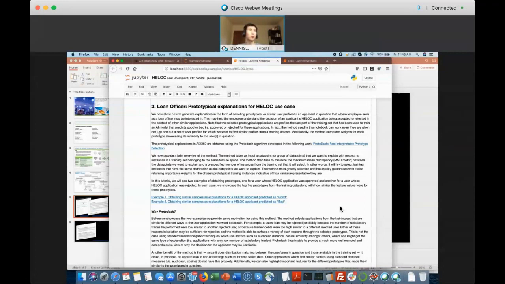Right. So we're envisioning a scenario where the machine learning model itself is perhaps not making the final decision, but it is still passing through a human loan officer. So for this, we're going to illustrate the ProtoDash algorithm in AIX 360.